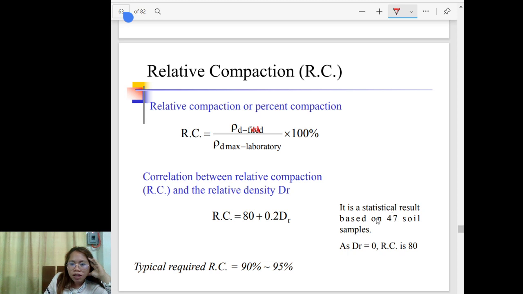So it is a statistical result based on 47 soil samples. So this is the statistical result of the 47 soil samples, where the relative density is equal to 0, so that the relative compaction is 80, no? Based on this formula. Right.